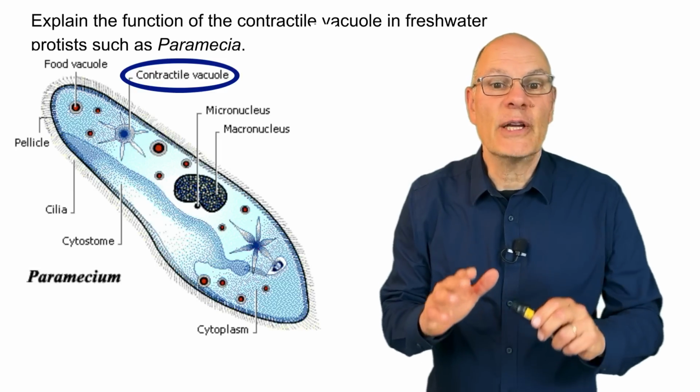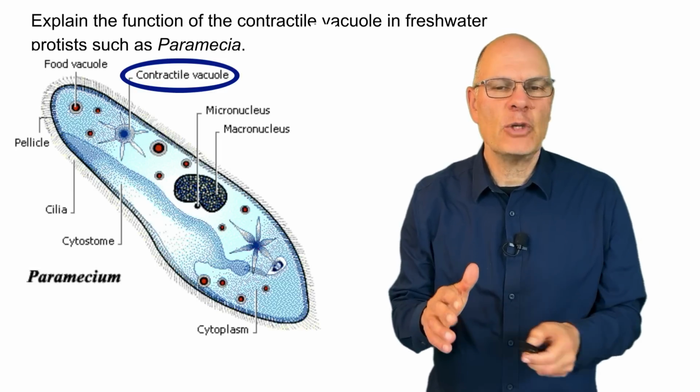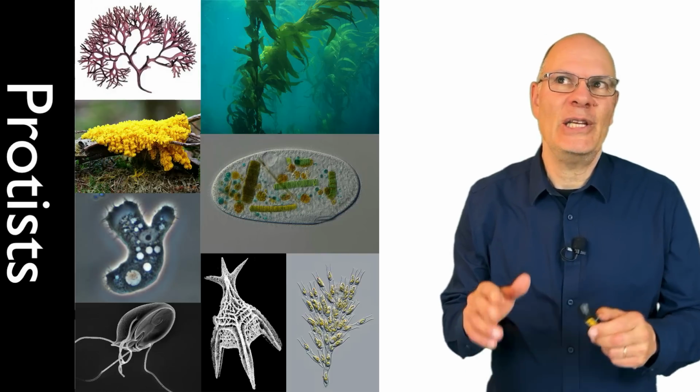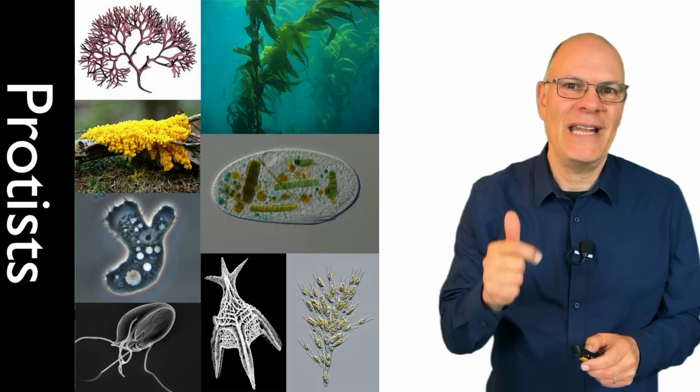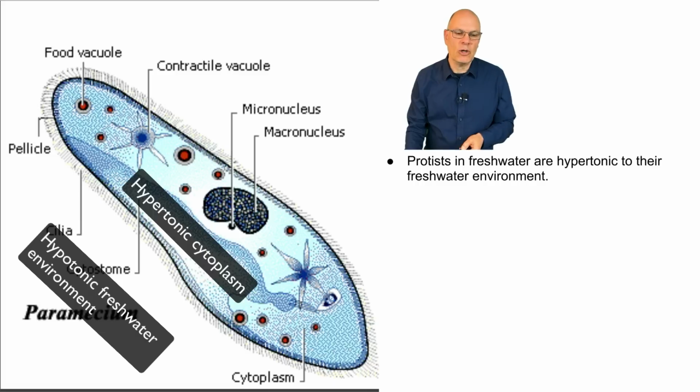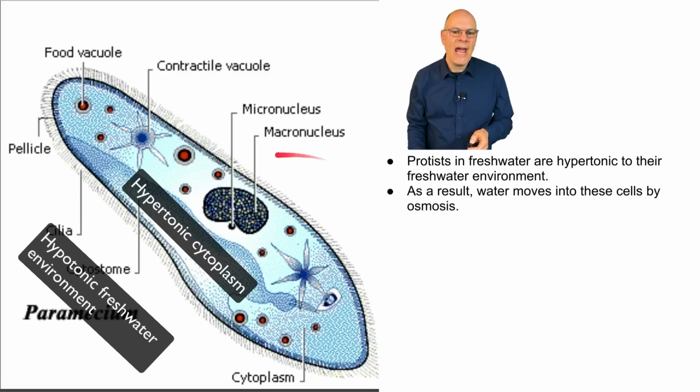Explain the function of the contractile vacuole in freshwater protists such as paramecia. A protist is a eukaryote that's not a plant, an animal, or a fungus. Protists in freshwater are hypertonic to their freshwater environment. That means that the cytoplasm has more solutes dissolved in it than the lake or stream that they're swimming in. And as a result, water moves into these cells by osmosis, flowing from hypotonic to hypertonic.